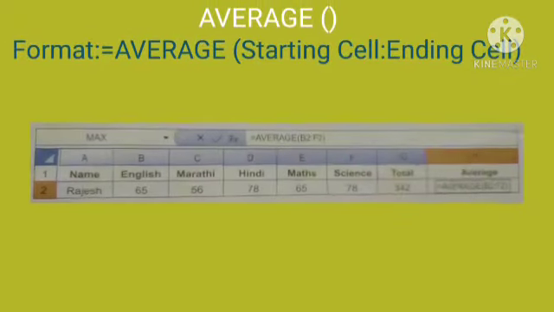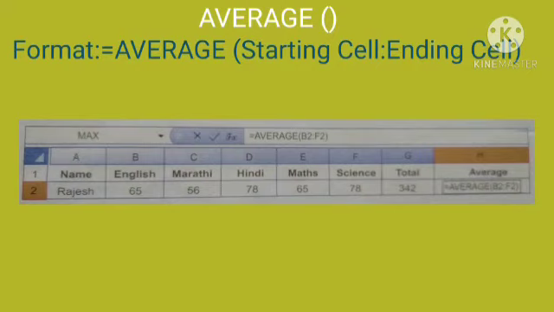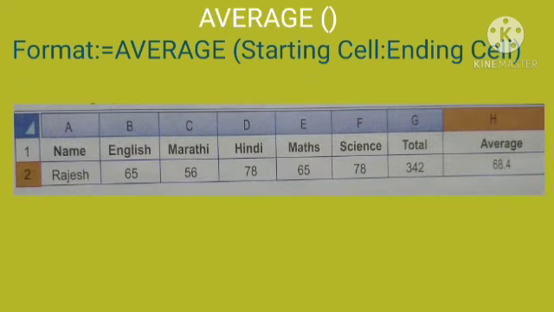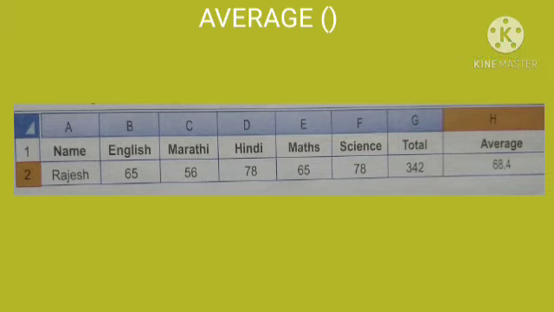AVERAGE. If you want the average of numbers, then type the formula equal to AVERAGE(B2:F2), where B2 is the starting cell and F2 is the ending cell, and then close the bracket. Okay, and then where do you have to write it down? In the H2 cell. Press the Enter key, and the average gets displayed in the H2 cell.